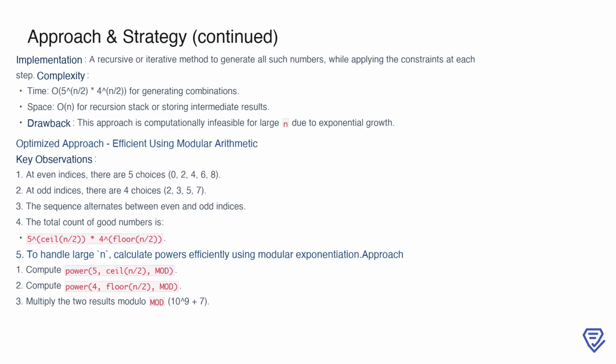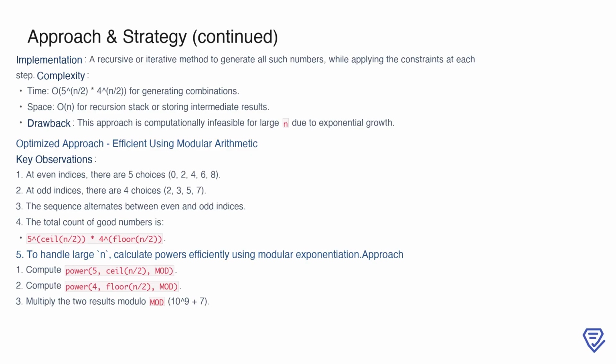To overcome these limitations, we turn to an optimized approach that leverages modular arithmetic. The key observations are that there are always 5 choices for even indices and 4 choices for odd indices, and the sequence alternates between these types of indices. By recognizing this repetitive pattern, we can simplify the computation of the total count of good numbers using the formula 5 raised to the power of ceil(n/2), multiplied by 4 raised to the power of floor(n/2).